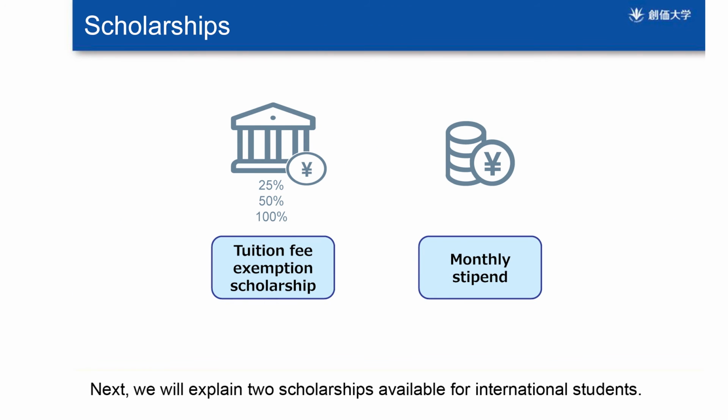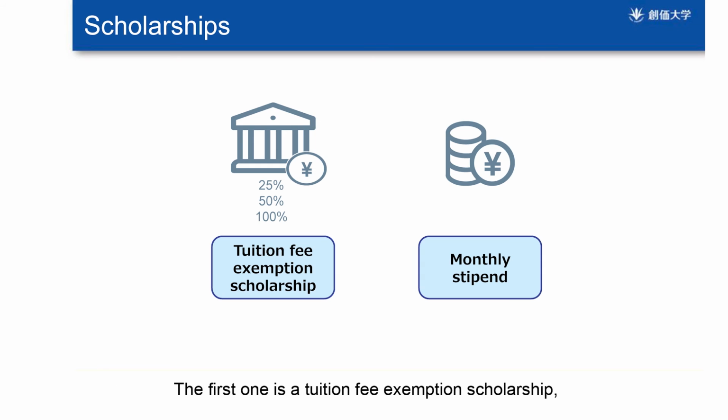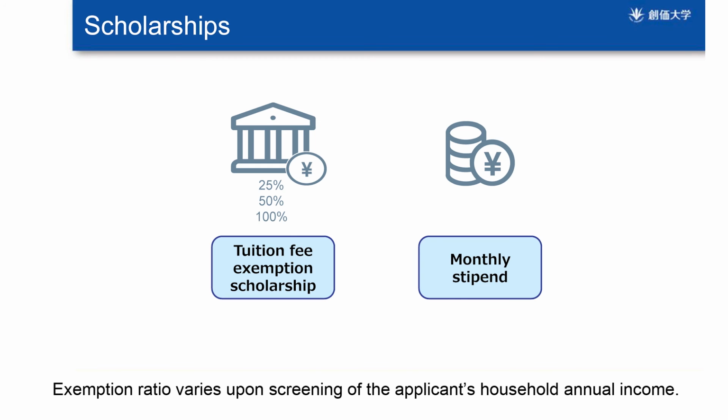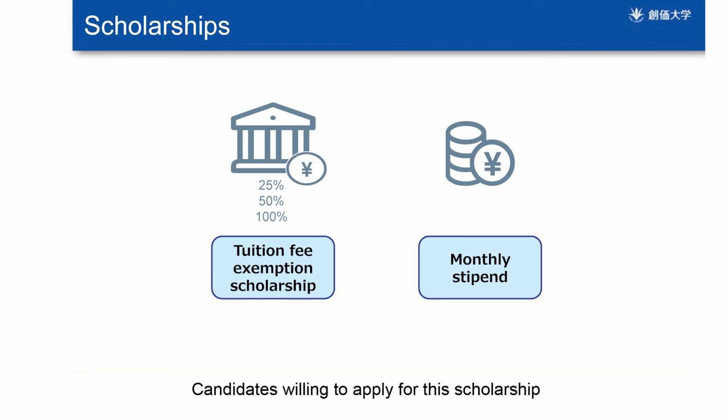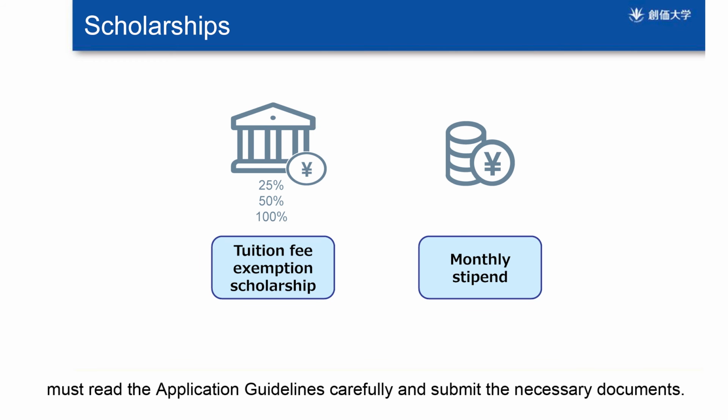Next, we will explain 2 scholarships available for international students. The first one is a tuition fee exemption scholarship, which is screened during the application period. Exemption ratio varies upon screening of the applicant's household annual income. Candidates willing to apply for this scholarship must read the application guidelines carefully and submit the necessary documents.